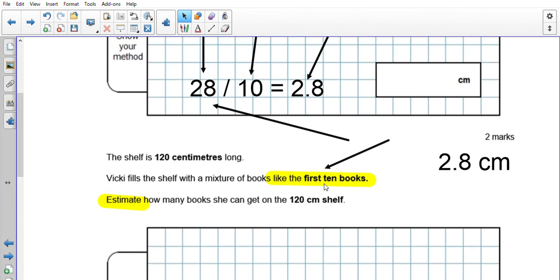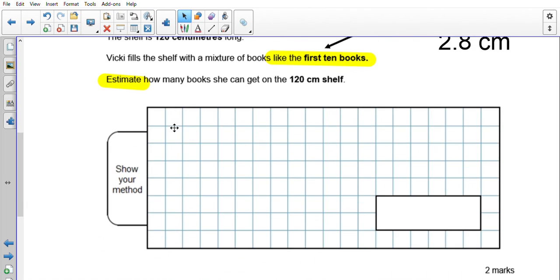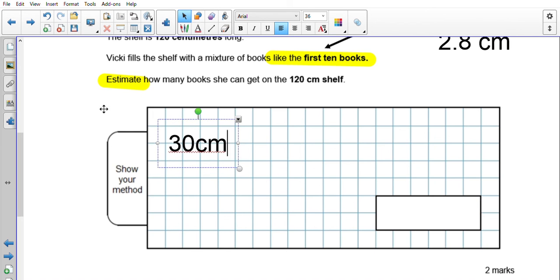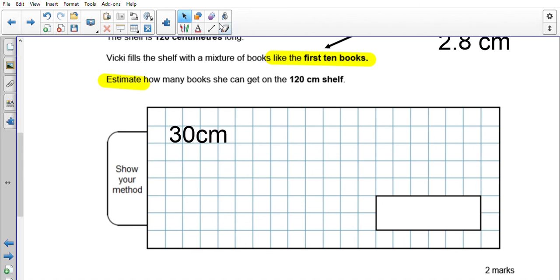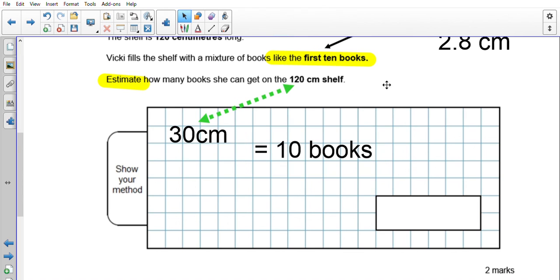So, it says here that 10 books take up 28 centimetres. Okay, well, I'm just going to estimate, I'm going to round that up to 30 centimetres. And then if I look at what I've got here, I've got a 120 centimetre long shelf, and I've estimated that 10 books will take up 30 centimetres. So 30 centimetres equals 10 books. Well, then it's just a case of how many lots of 30 I can get into 120, which is 4. And I have 4 lots of 10 books, which are going to give me 40 books.